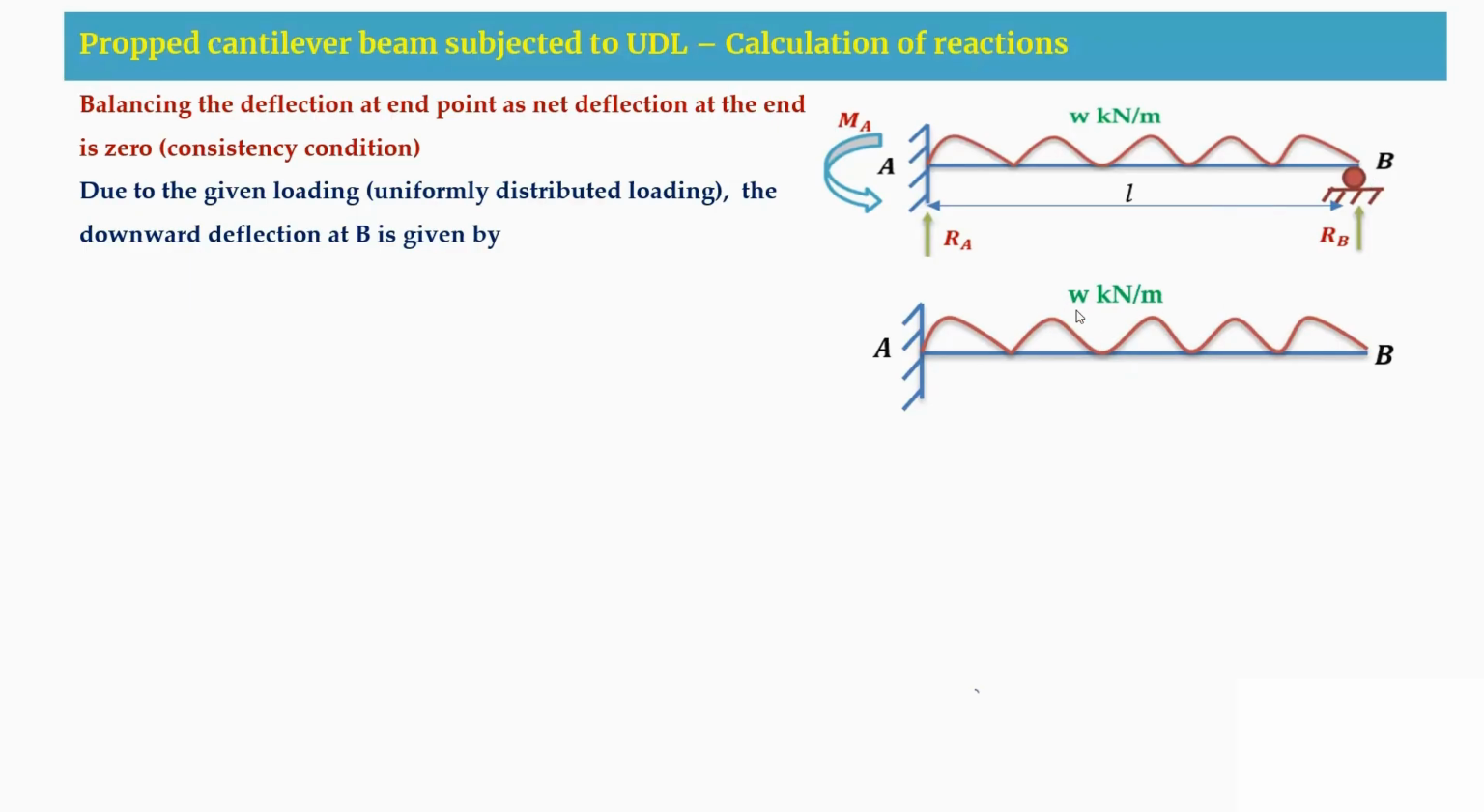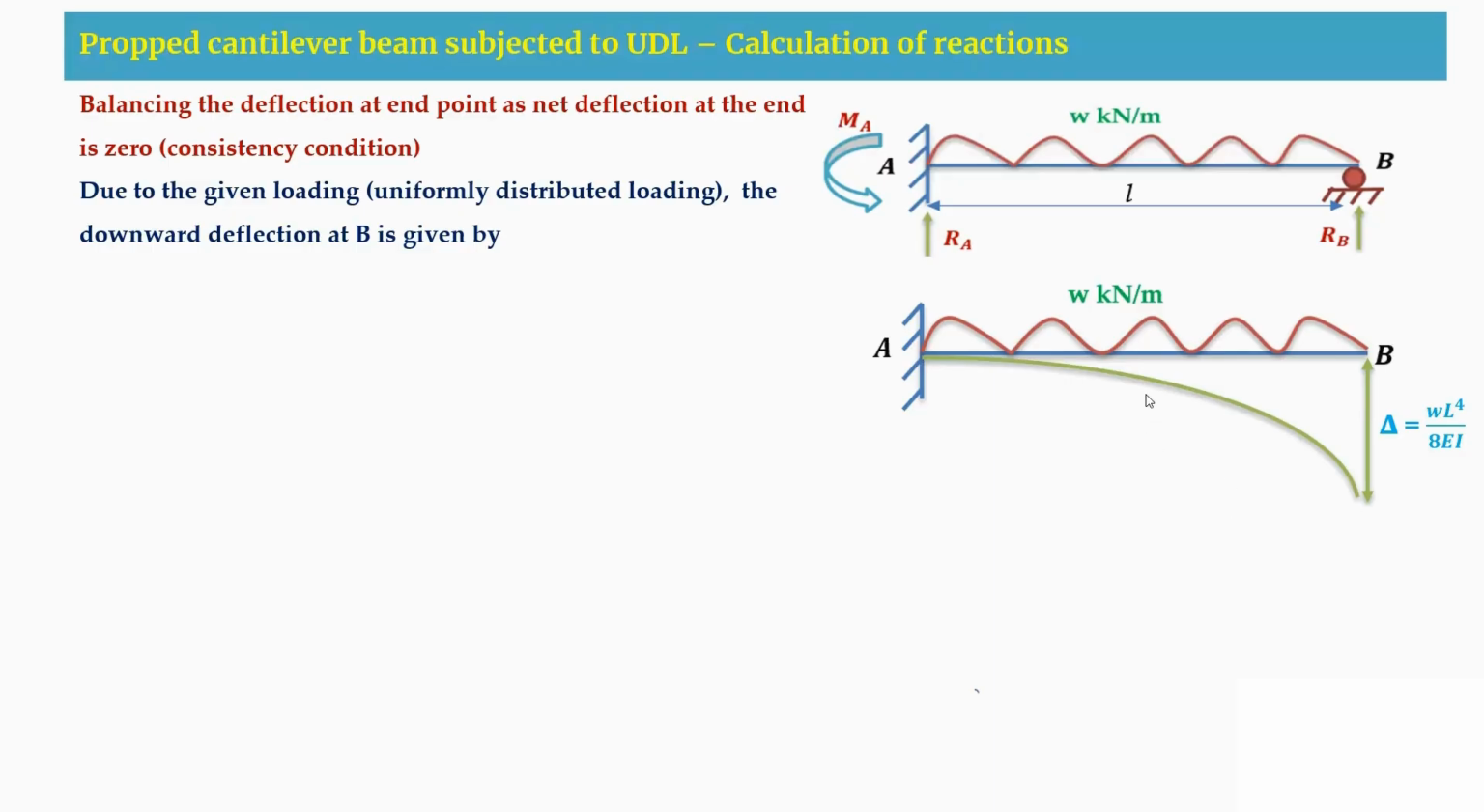So due to this given uniformly distributed load, the deflection at this B will be given by, so you can see this is deflection 1 due to this external load acting. So the deflection is given by WL power 4 by 8EI. This one we derive in the deflection of beams concept, which has been dealt with in previous courses like strength of materials. So here I am directly using the formula for a cantilever beam which is having a UDL. So the deflection formula will be WL power 4 by 8EI.